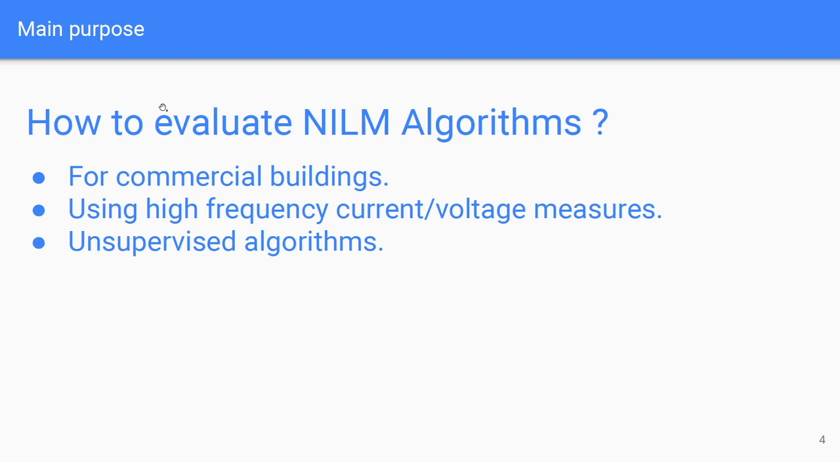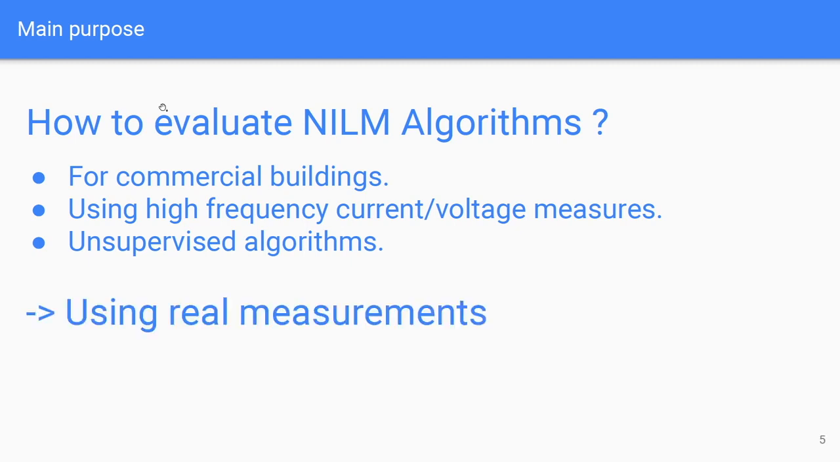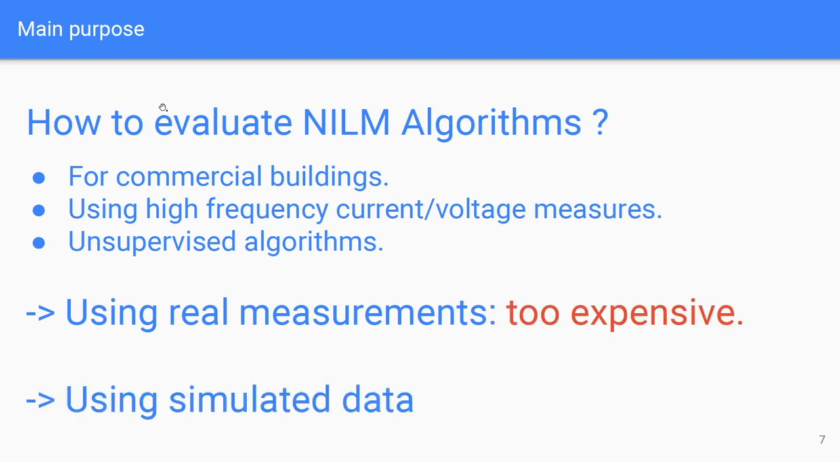So to go back to the question, the first idea would be to use real measurements. It means that you put a smart plug on all the devices of your building. If you go in a commercial building like this one, probably you will have 1,000 or I don't know how many pieces of equipment, but a lot. And it's way too expensive. You can do it for a building, but you can't do it at scale. The second idea would be to use simulated data. And this is where we are going.